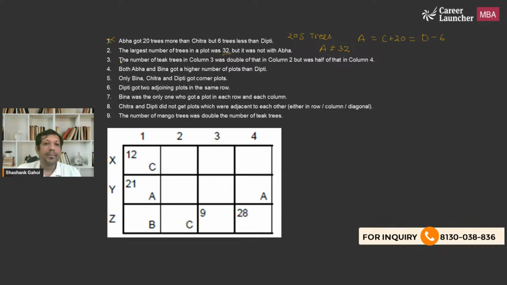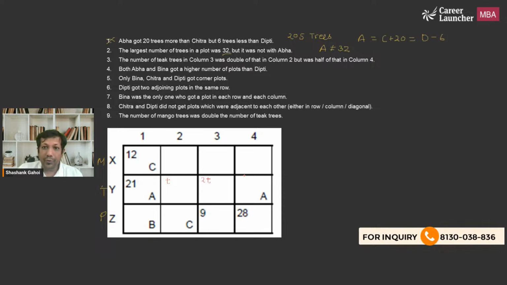Okay, the number of teak trees in column 3 was double that of column 2, but half of that of column 4. So this is mango, this is teak, and this is pine. Now it says number of teak trees in column 2. Let the number of teak trees in column 2 be T, and column 3 was double that of column 2. So in column 3, it should be 2T.